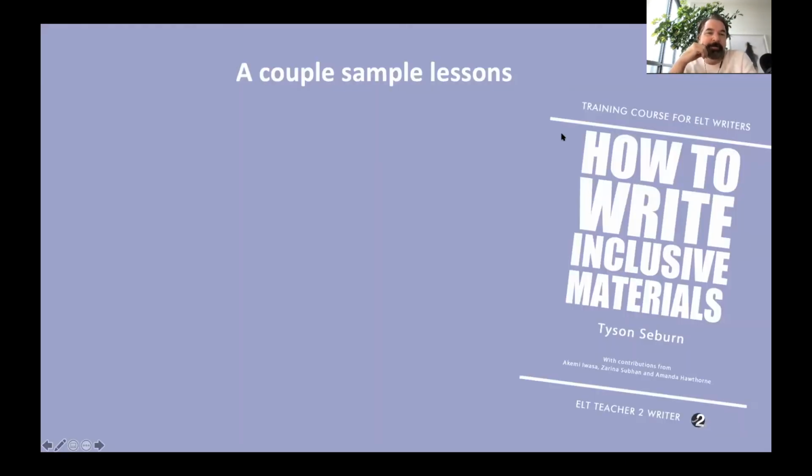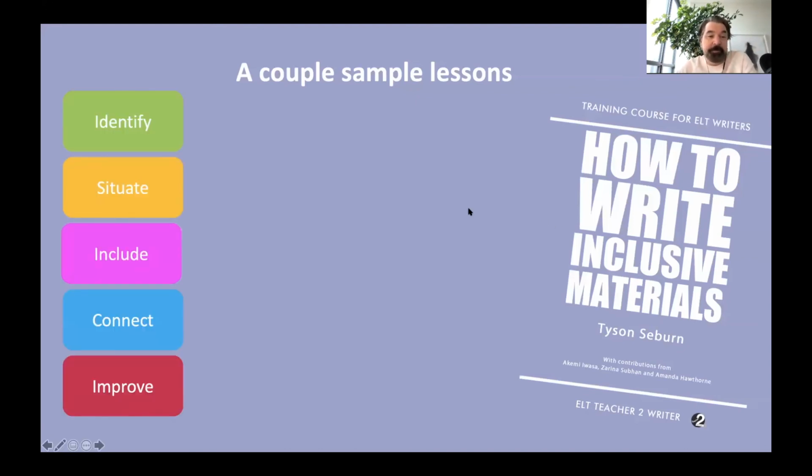So all of that, I hope sounds like it makes sense. There are these 5 steps to create a disruptive approach lesson, and maybe it would be helpful to see a couple of examples. So I recently finished this book called How to Write Inclusive Materials, and the timing was just coincidental that it came out just before IATEFL happened.